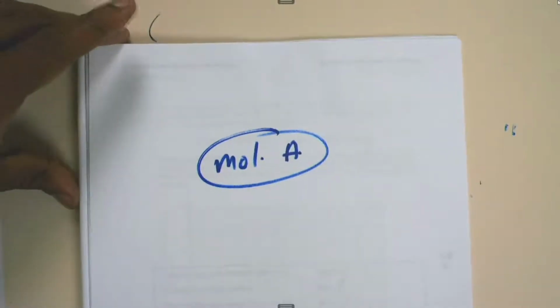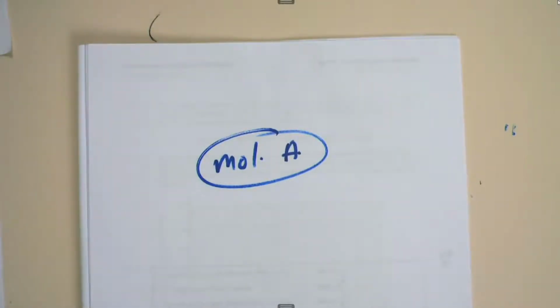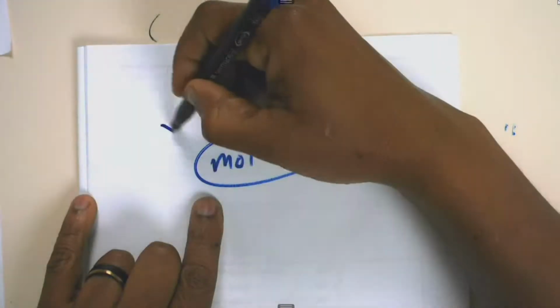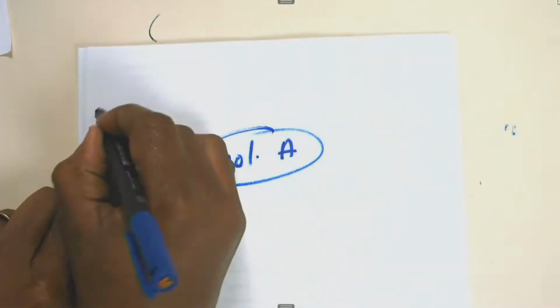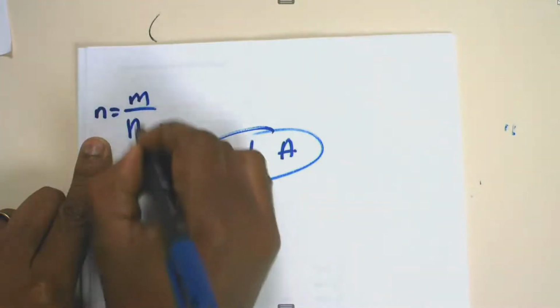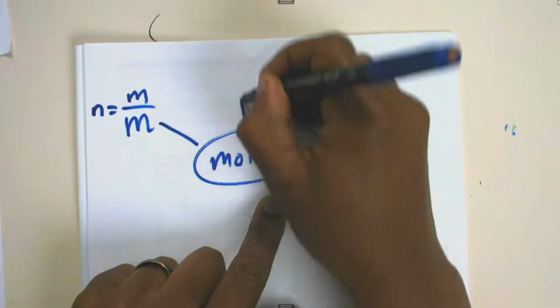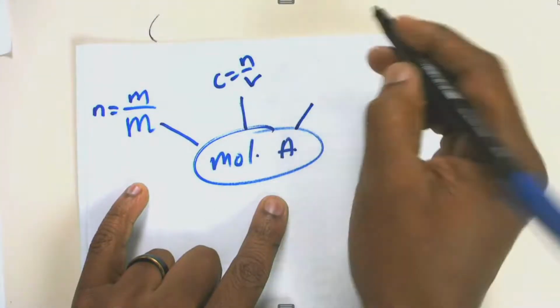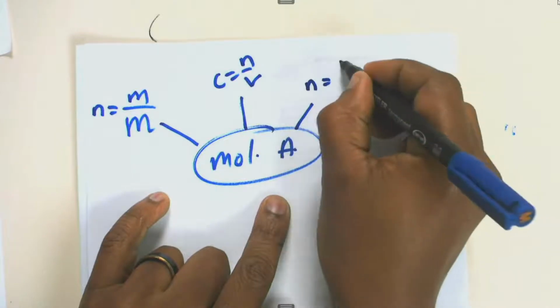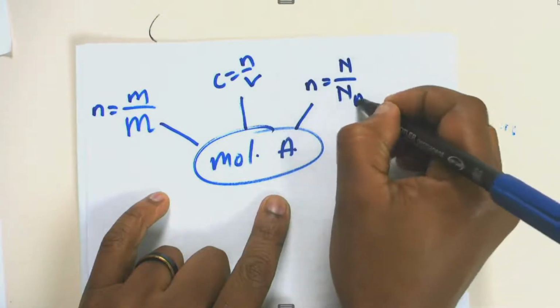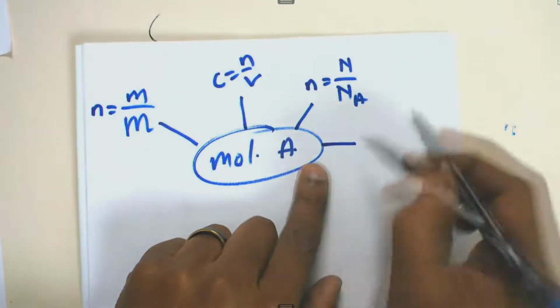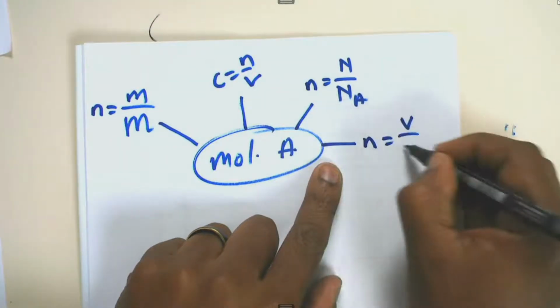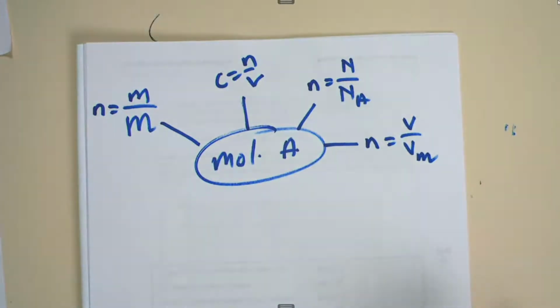So what is it that is going to assist me in getting the number of moles of A? There are many equations that I can use. The first one will be n = m/M. Thereafter, I can use c = n/V. Then I can use n = N/NA. I can even further move on and say I can use n = V/Vm, depending on which information is given to me.